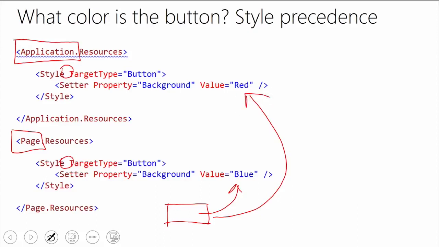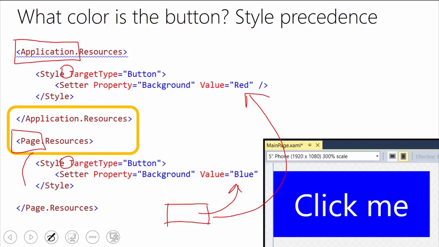It totally makes sense to put styles in the scope of Application so it can be used across pages. But as soon as you repeat that same style down in a page, that's a closer scope. And so the answer is easily going to be blue because it's the closer scope.